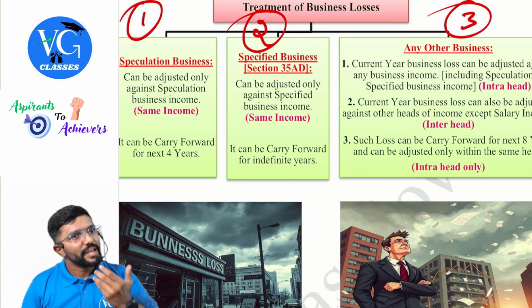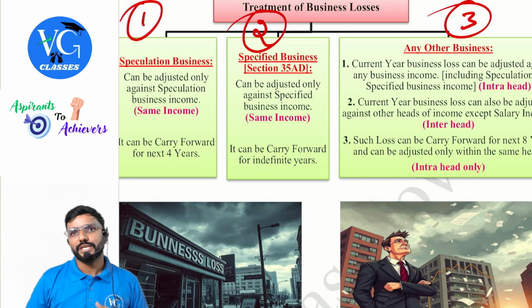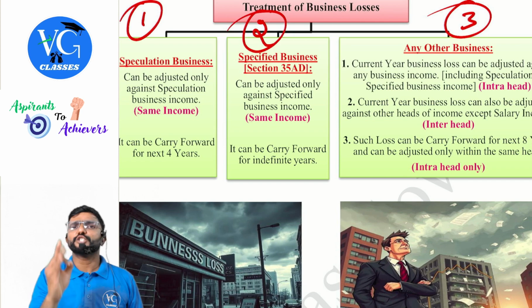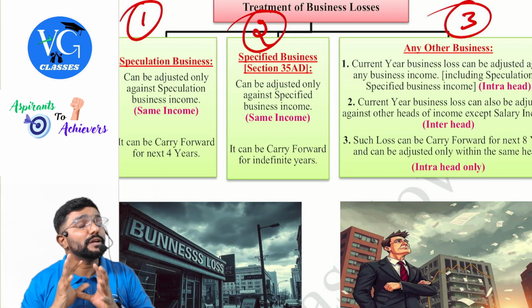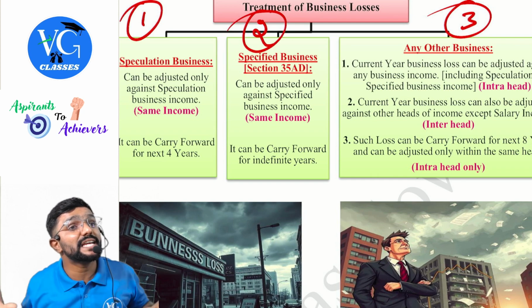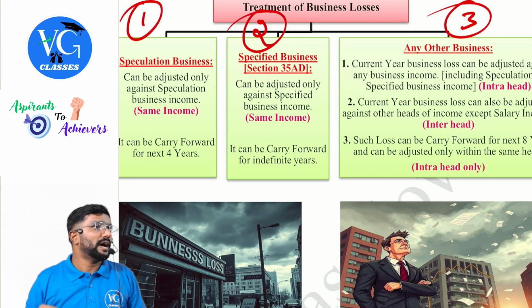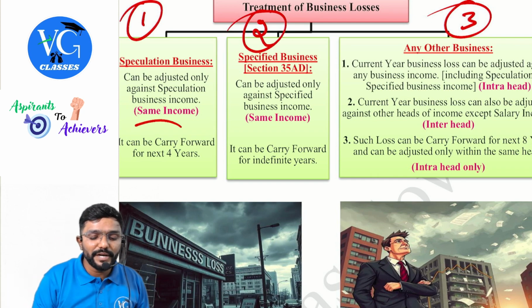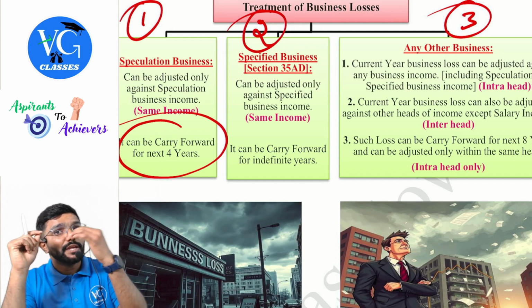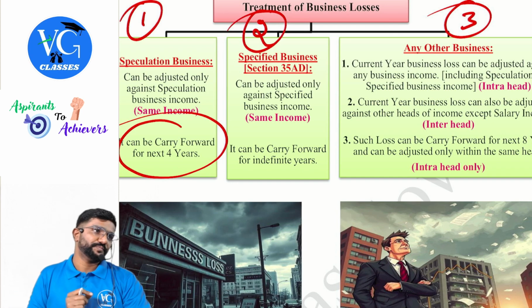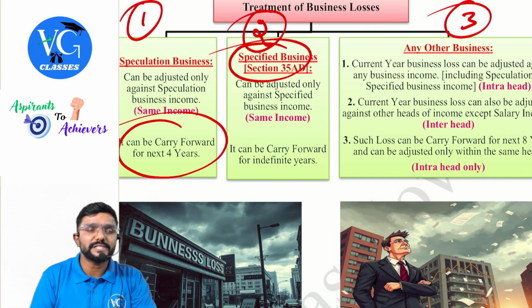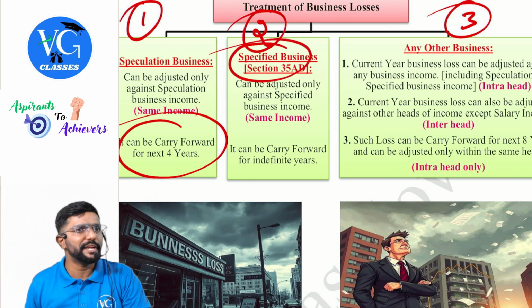If it is a speculation business loss, it can be adjusted only against speculation business income. You cannot adjust it even against other businesses. And if you cannot adjust, you can carry forward it for the next 4 years. Even when you carry forward, you can adjust it against the same income. Same way specified business, which we understood at 35AD.